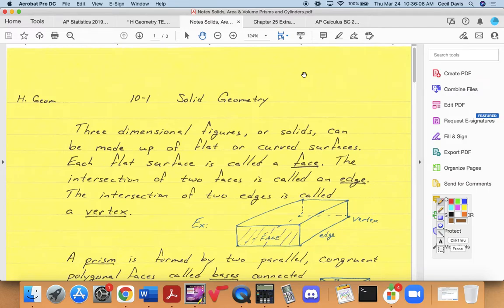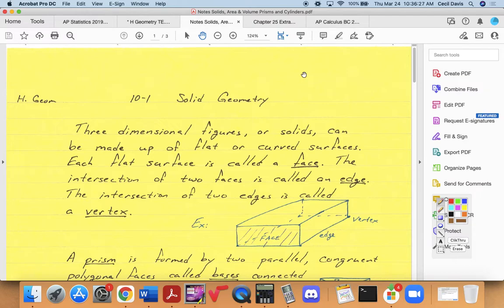The intersection of two faces is called an edge. So, again, back to the room. That would be like where the ceiling meets this front wall. You see that rail up there? Makes a line? That's an edge.